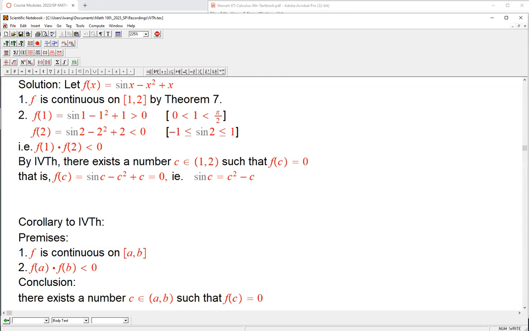I think that's all for this lesson. I will talk about the Intermediate Value Theorem for another case, where the interval is not given and we have to find it ourselves, in another lesson.